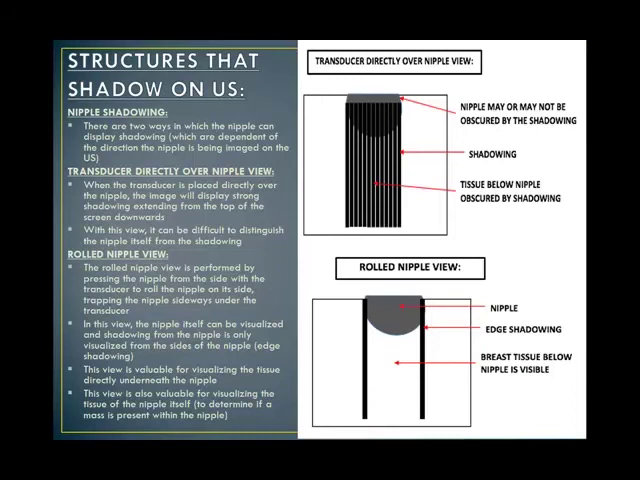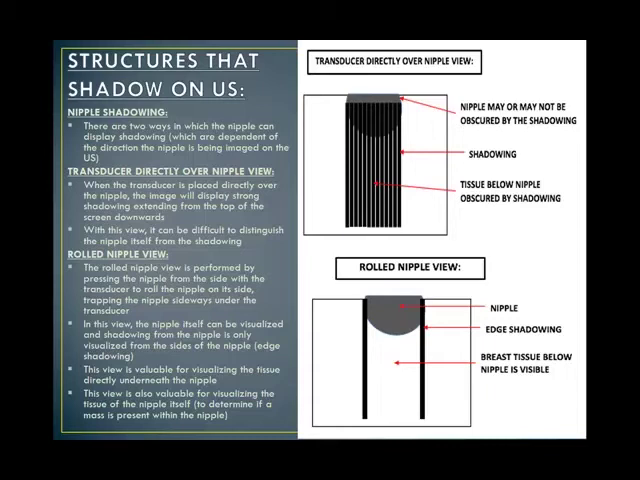Also, the nipple can shadow, and it depends on how we look at the nipple. If you put the transducer right smack dab over the nipple, here's your nipple, you won't even hardly see the nipple on ultrasound, you're just going to get this intense shadowing, because the nipple is so dense and so thick.